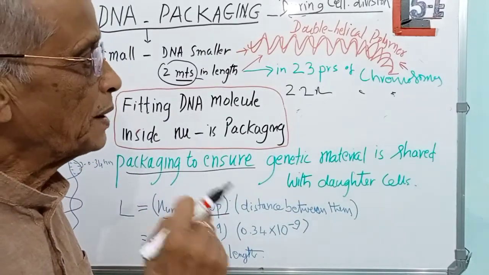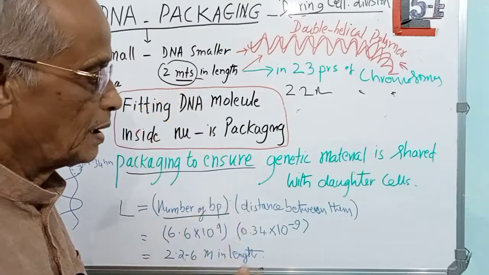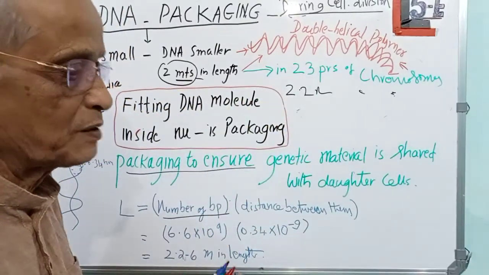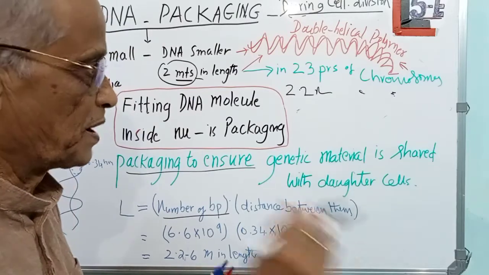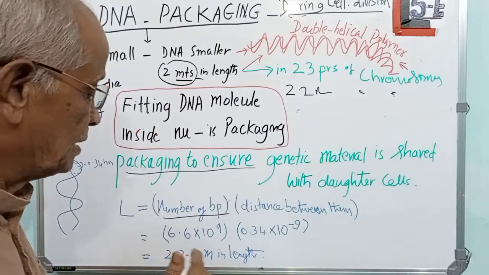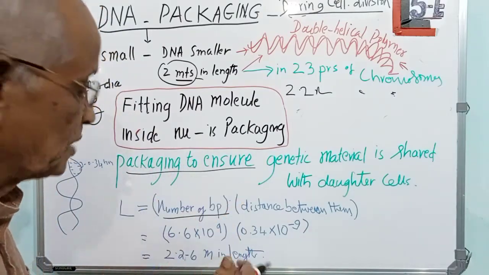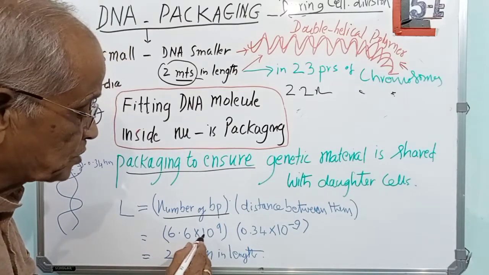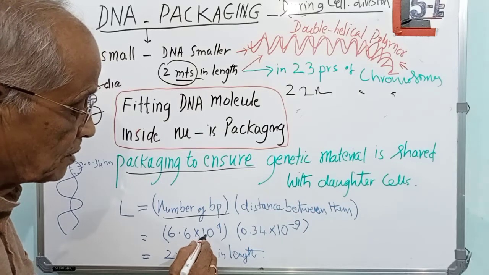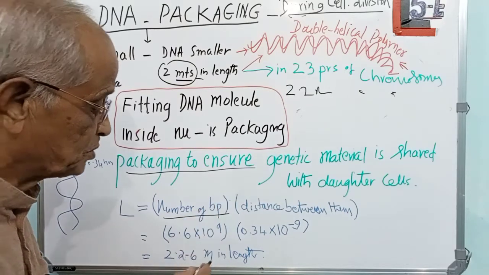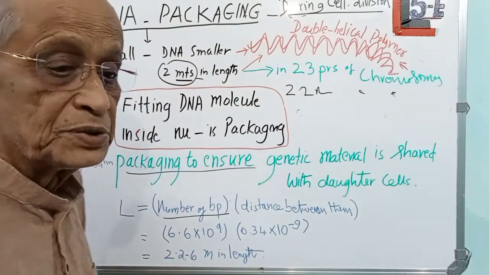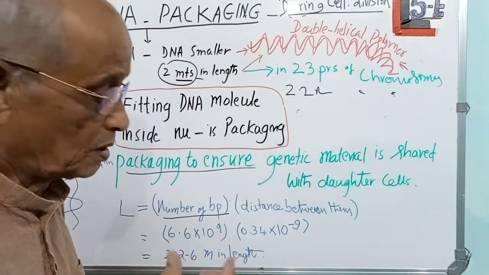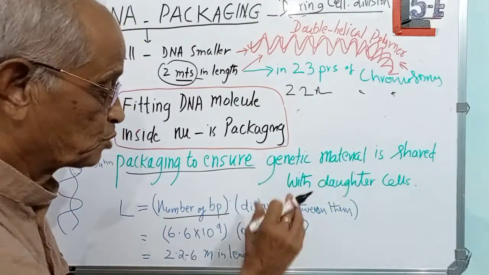Mammalian cells may have a large number of nucleotides, and they will form base pairs. It seems the base pairs in the human cell will be of the order of 6.6 times 10 raised to the power of 9. That means about 6.6 billion base pairs.